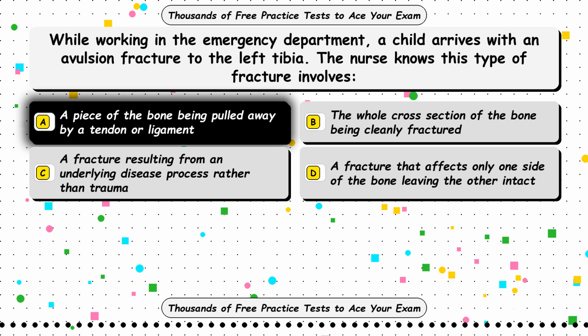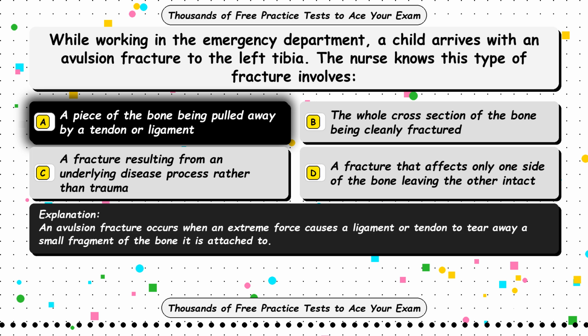The correct answer is option A, a piece of the bone being pulled away by a tendon or ligament. An avulsion fracture occurs when an extreme force causes a ligament or tendon to tear away a small fragment of the bone it is attached to.